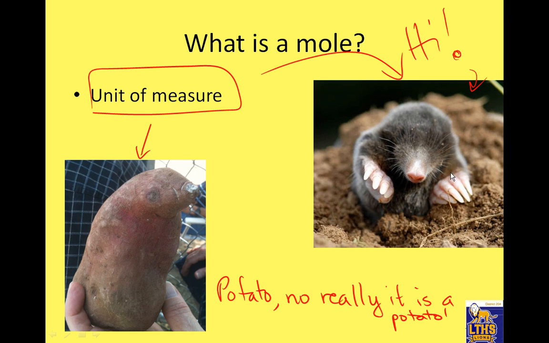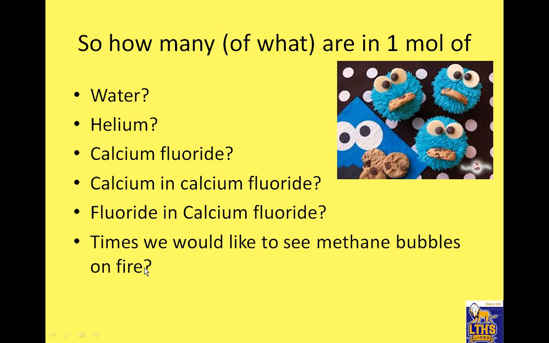And here's a picture of a mole. And yes, I know this looks like a mole, but really it's a potato. I'm not kidding. So we use a mole in chemistry because it helps us measure or count how many things we have. If I asked you how many are in 1 mole of water, you'd say, well, those are molecules. So how many molecules in a mole of water? 6.02 times 10 to the 23rd.